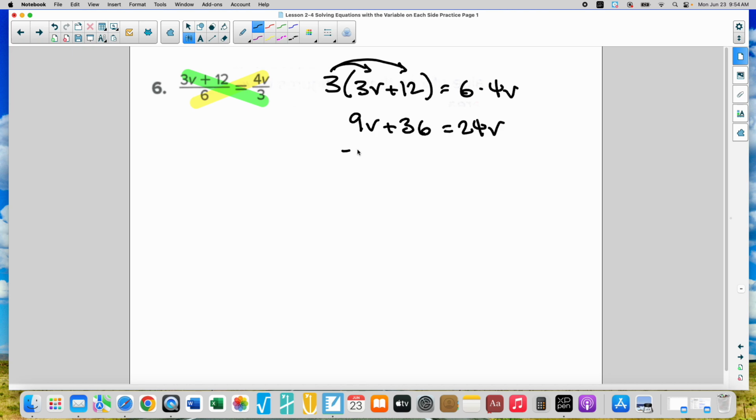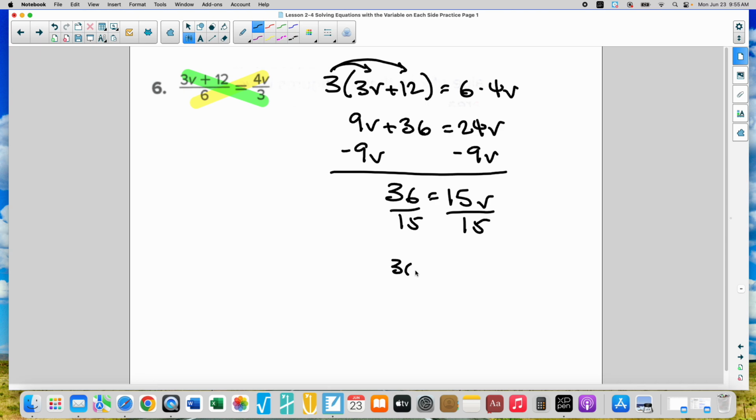We're going to move the 9v over. 36 equals 15v. We're subtracting. And now we're going to divide by 15. And I like this problem because it's 36/15 equals v. Most students forget to simplify. You must simplify all answers, all fractions.